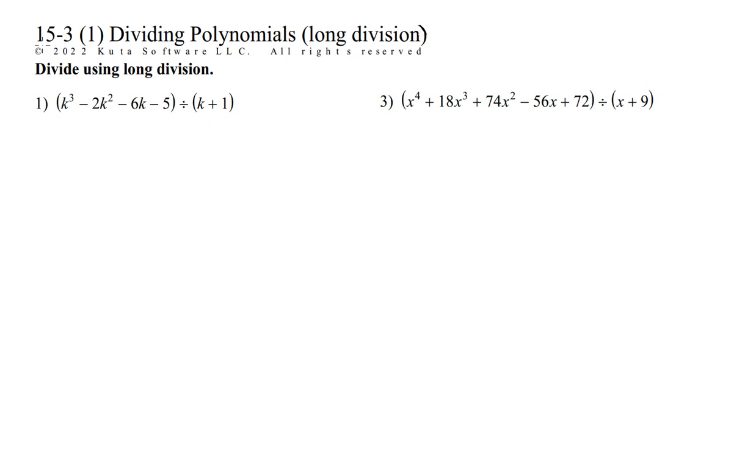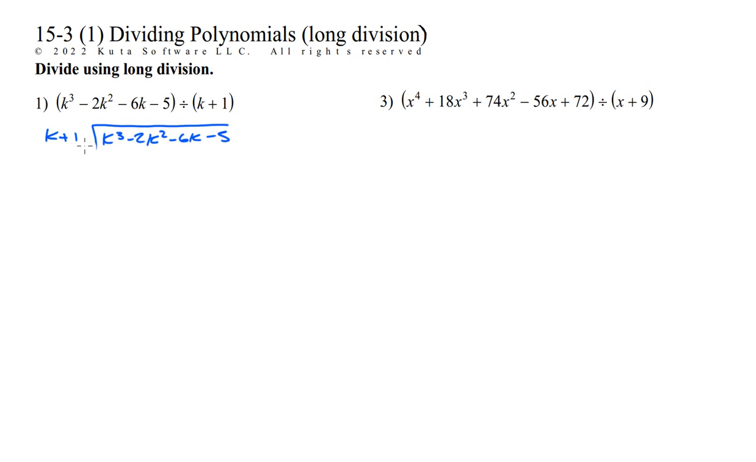I'm going to take you through some of the problems on the 15.3 Part 1 Dividing Polynomials Long Division worksheet. Okay, so first one here, divide using long division. So we're going to take the k plus 1 on the outside. Let's do that here. K plus 1 goes on the outside, and then under the division sign here, we've got k cubed minus 2k squared minus 6k minus 5.